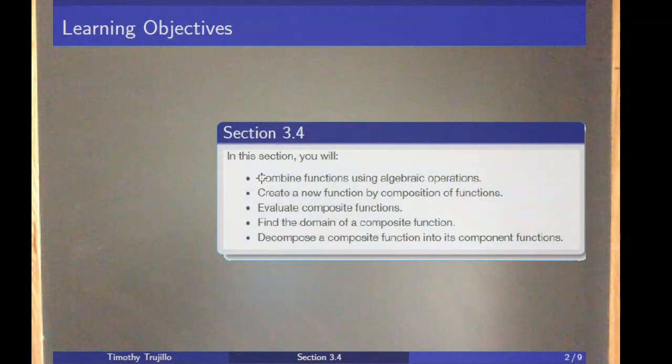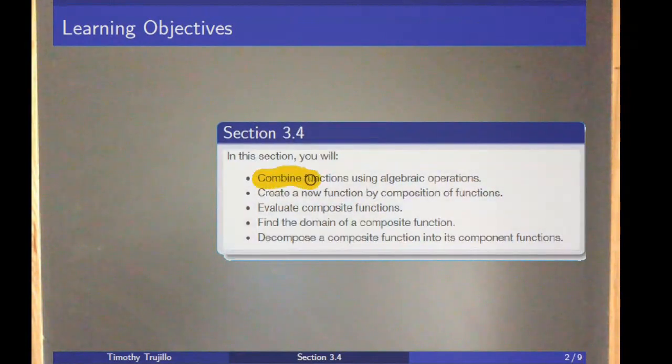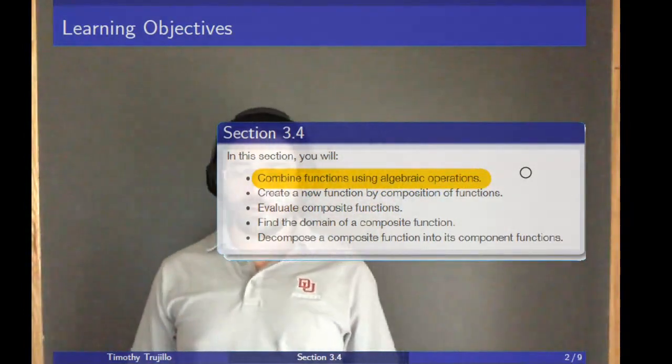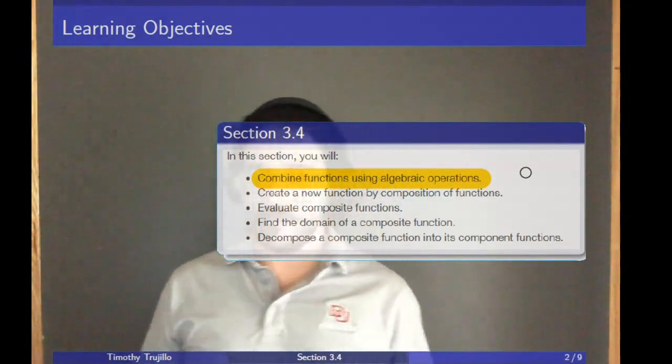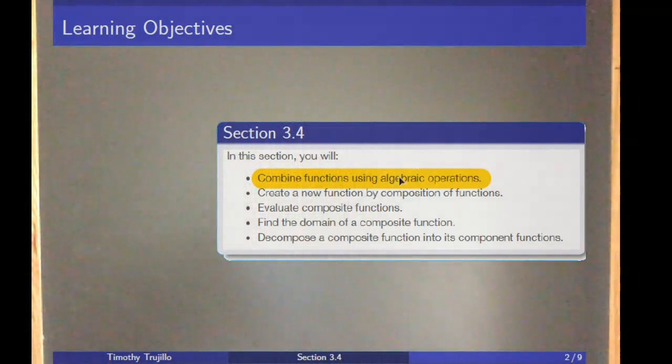And here, the first thing that we want to do is talk about combining functions using algebraic operations. There's only a couple of questions in Affinity, but this is really important, especially if you want to understand what function composition really is. So we're going to talk about something else, right? Something that's not an algebraic operation.